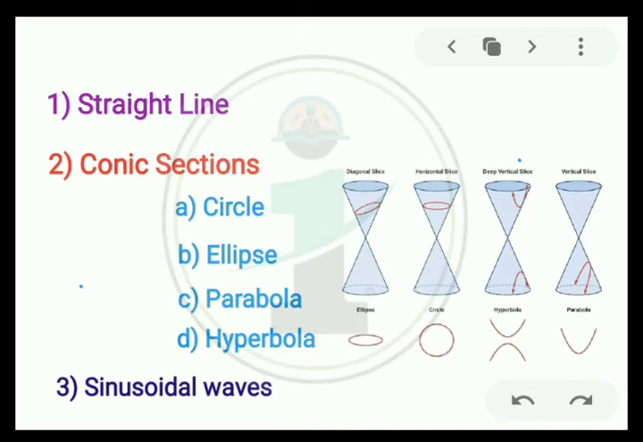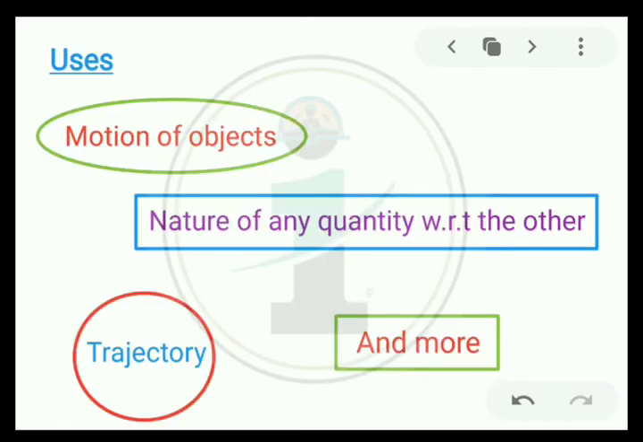So now let us see the uses of these geometrical figures in physics. Uses are basically to study the motion of objects, the nature of any physical quantity with respect to any other physical quantity, and the trajectory of any body or any object. And there are so many uses.